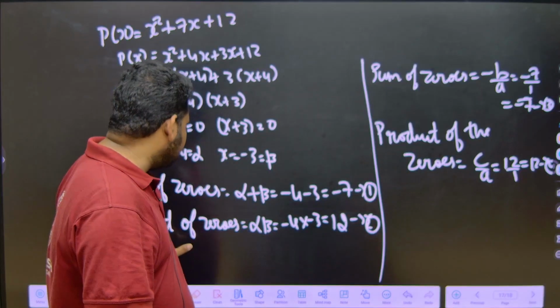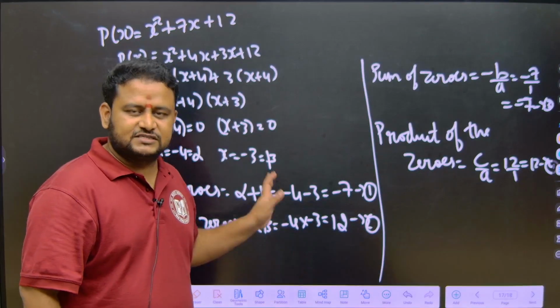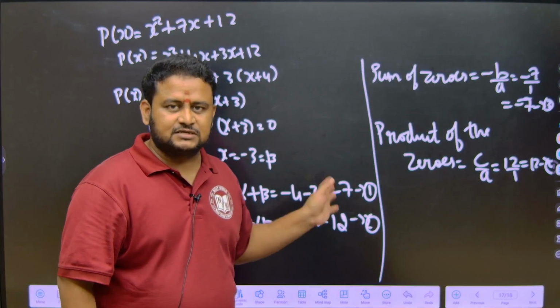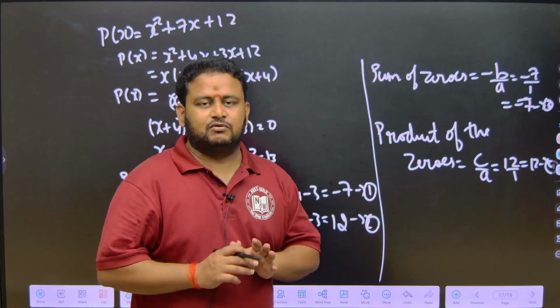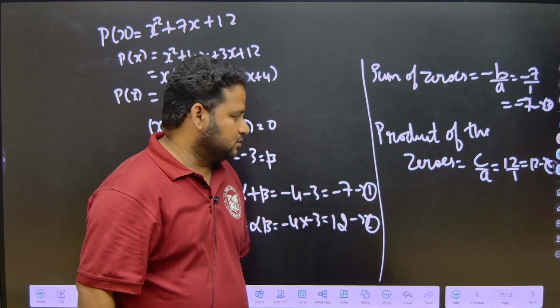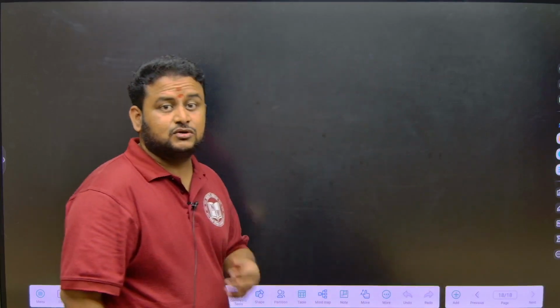So, here the product of the zeros alpha beta is nothing but equal to c by a. Hence, we have proved that the sum of the zeros alpha plus beta is minus b by a and the product of the zeros alpha beta is c by a. Okay. Hence, we have established this relation. Now, based on this, we will solve some questions in the next exercise, that is exercise 2.2.